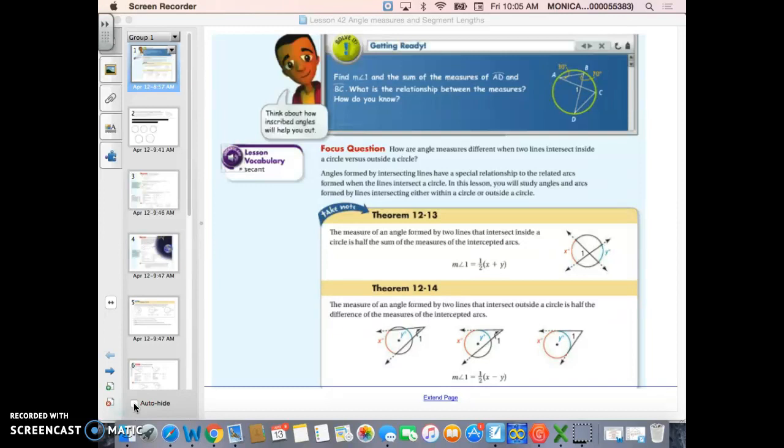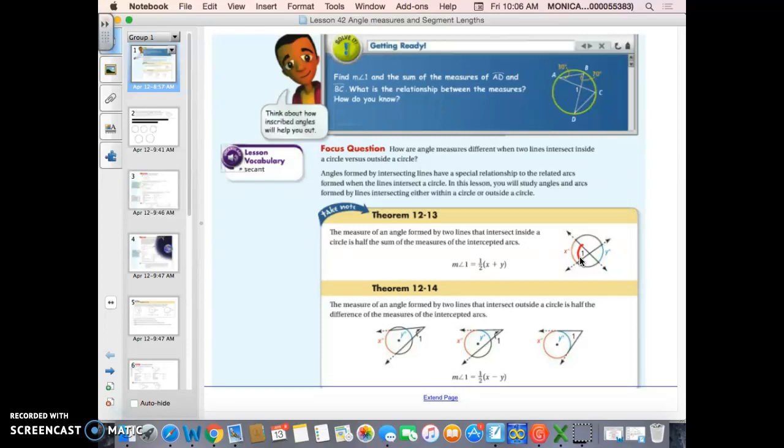So what's cool is if you are finding an angle measure, for example, if you have two lines that crisscross the circle and you want to find the measure of angle 1 here, you know that if you add the two arcs formed by the two lines and then take half of it, you get the angle measure.